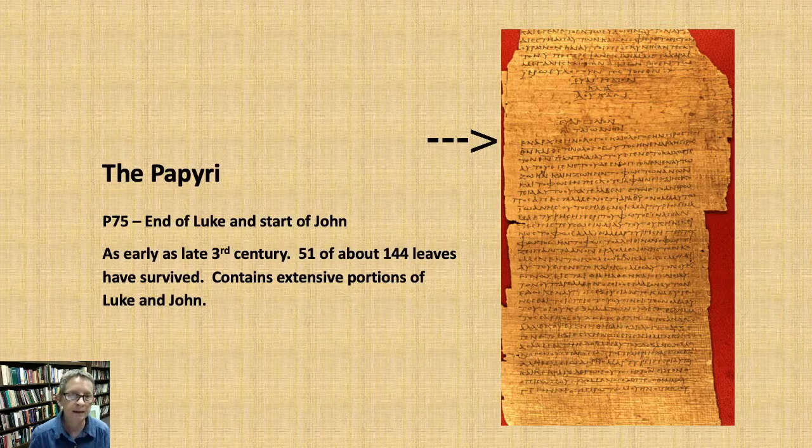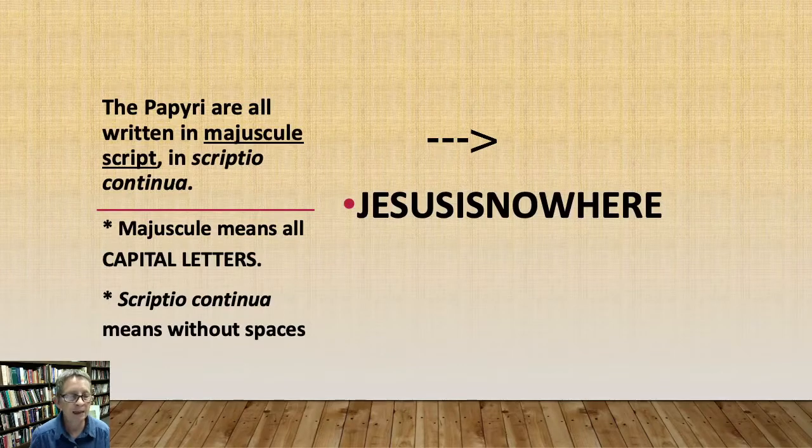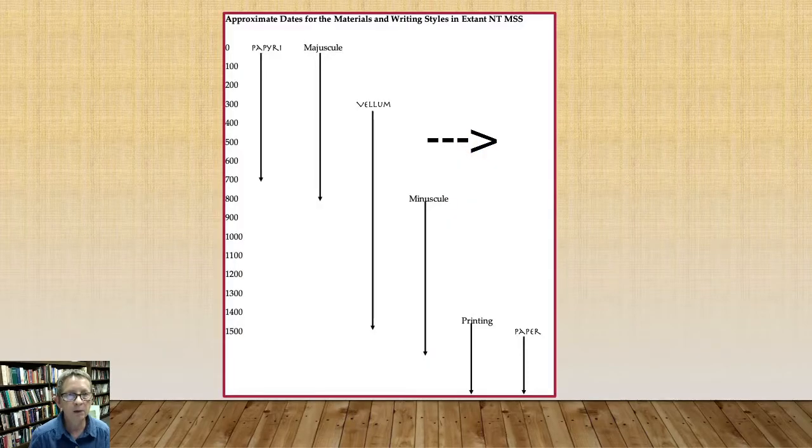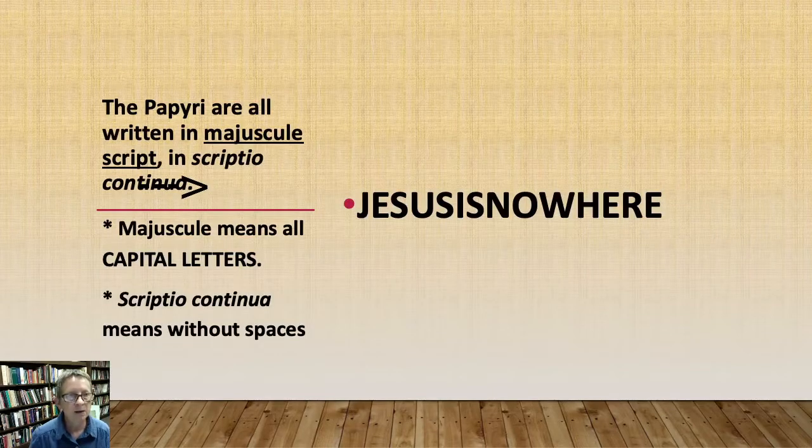The papyri are written with a script that is called Majuscule writing, and that's, of course, where things get confusing, because if you remember, we were going to talk about a group called the Majuscules that I've put here, but there is Majuscule writing in the papyri. So they are all written with Majuscule script. That means that they're written in capital letters. And they're also written in scriptio continua. That means they're written without spaces.